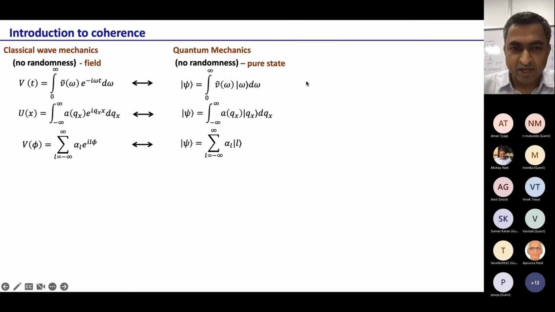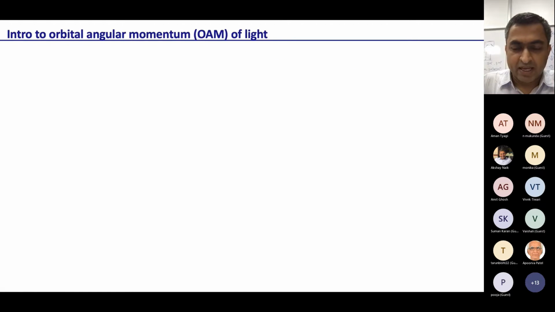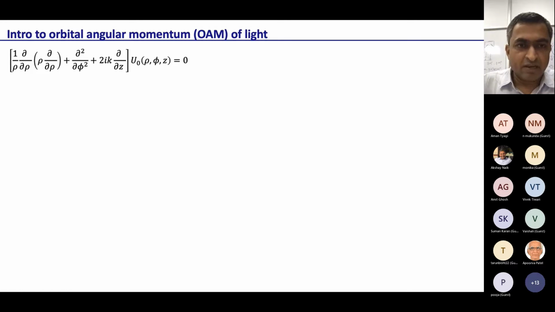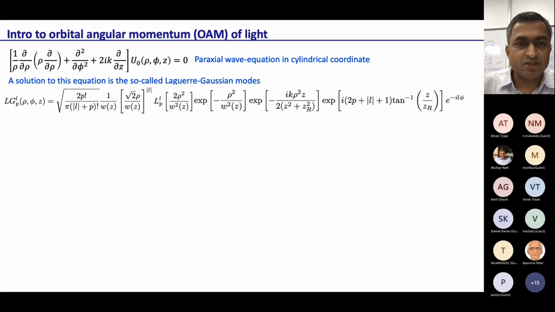I think many in this audience may not be familiar with this, so I'll take a very quick detour and describe what we mean by the orbital angular momentum of light. This is again very old stuff. You have the paraxial wave equation in cylindrical coordinates. You solve it, and the solution is the Laguerre-Gaussian mode, and it looks like this.